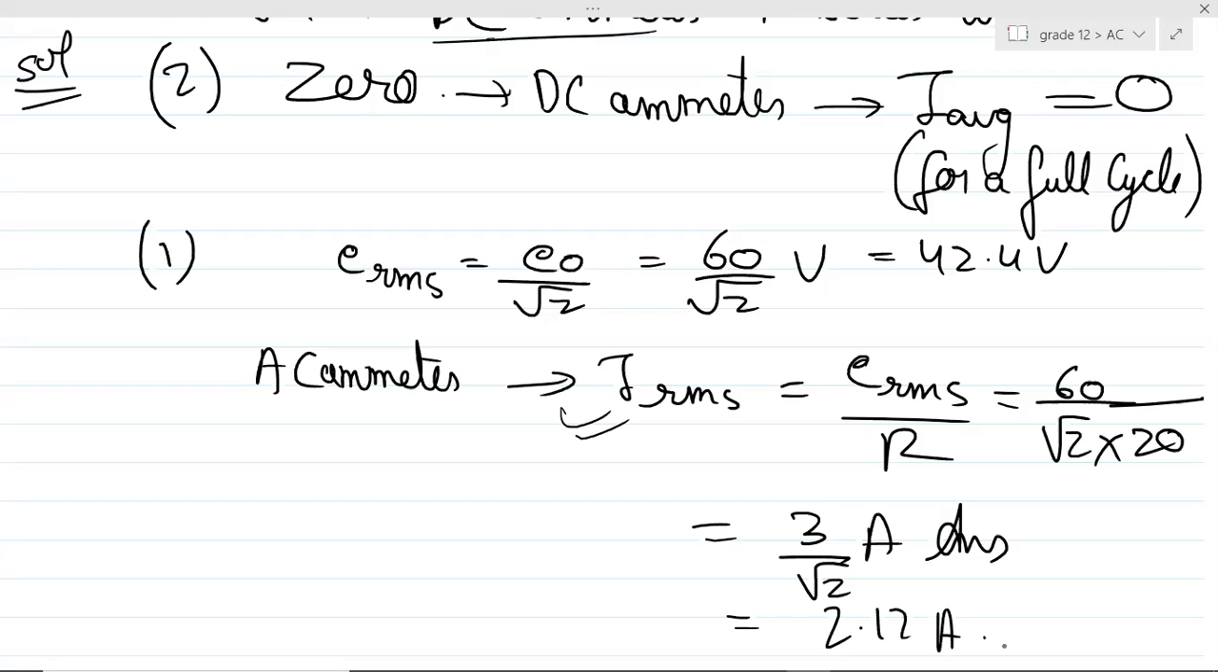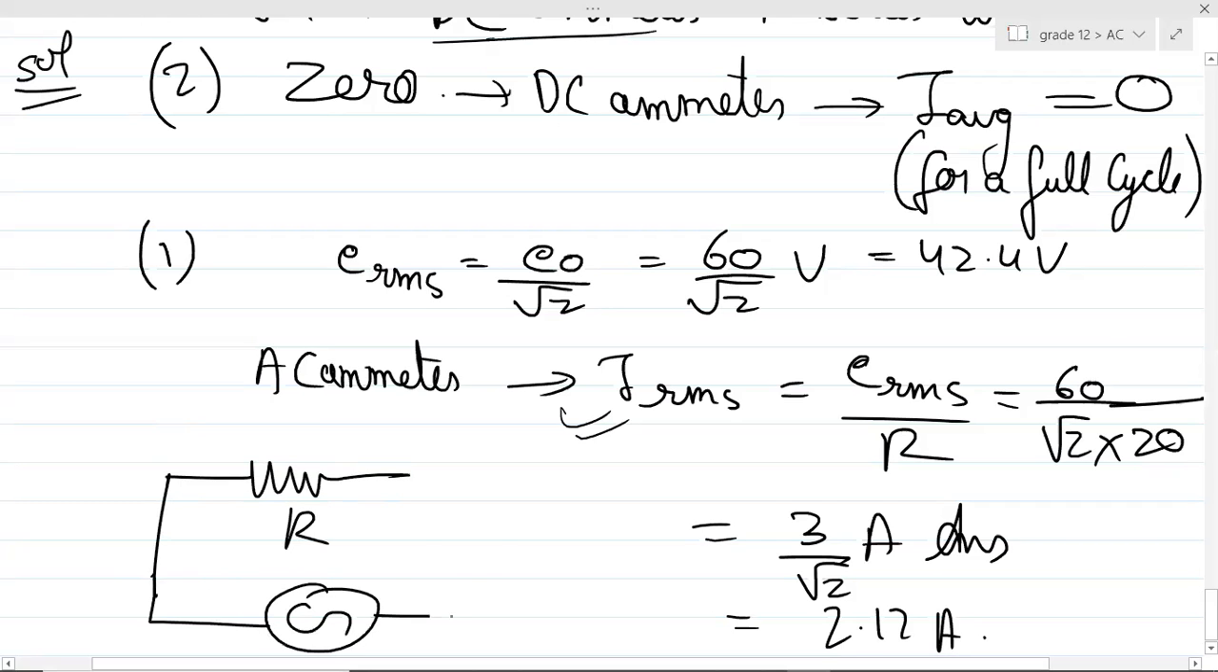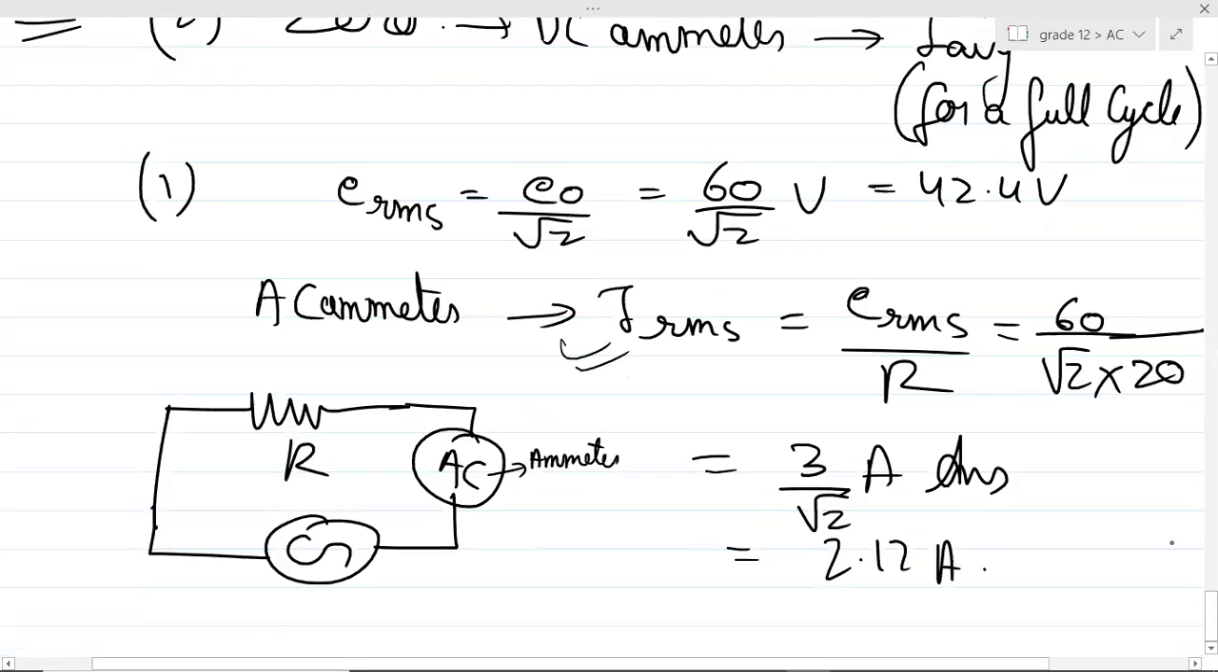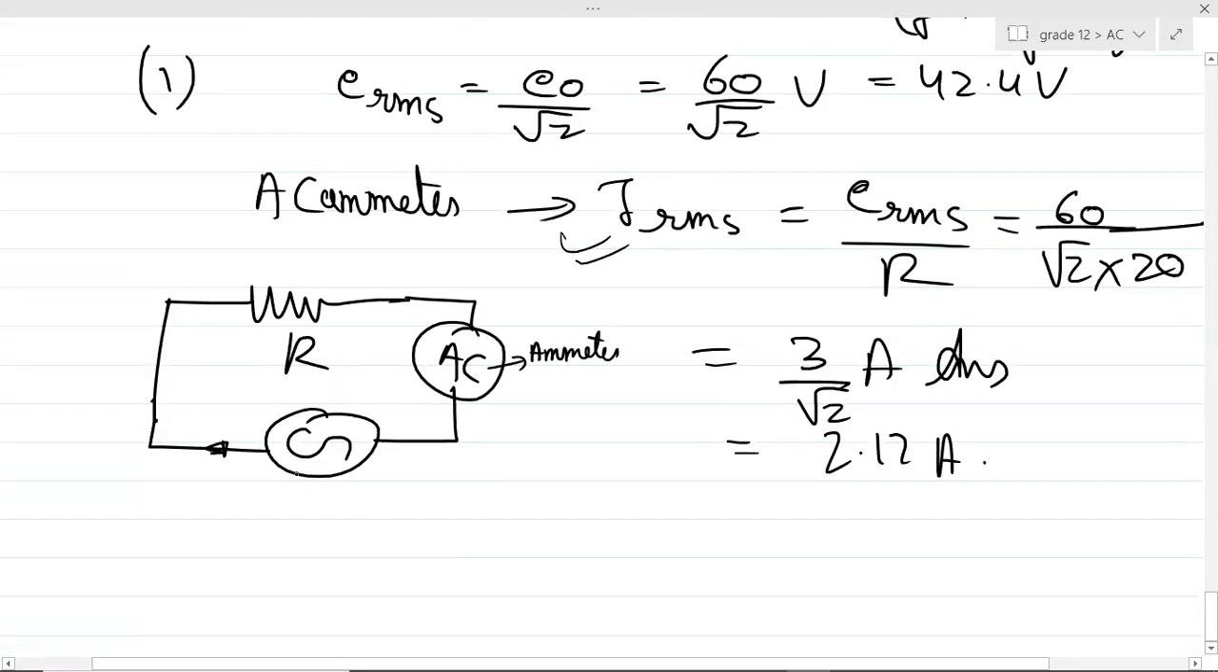How should the circuit be if we want to find, like, E naught or I naught? We found here that ERMS, IRMS is equal to ERMS by R. So this is the circuit. This is giving you a value of E equals 60 sine omega t. Whatever current will flow will be the instantaneous current, but this AC ammeter will not read this.